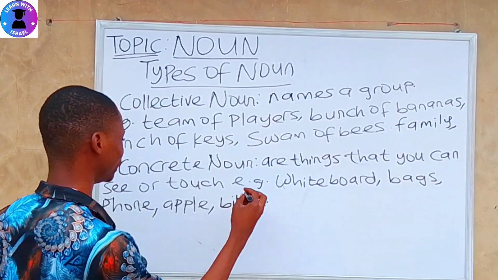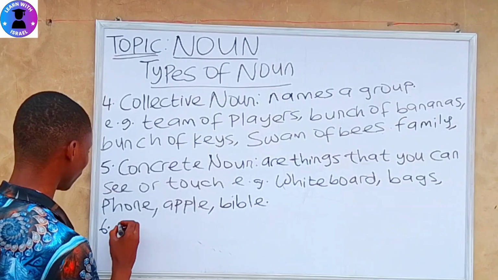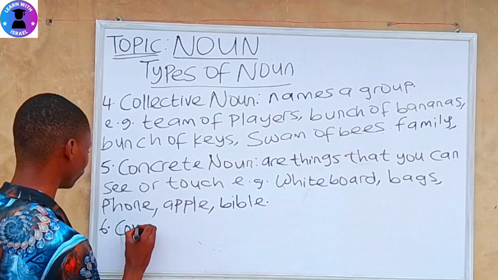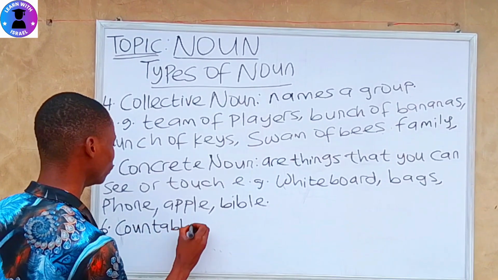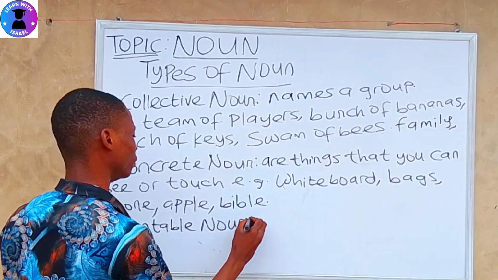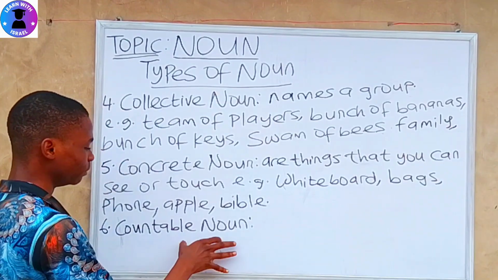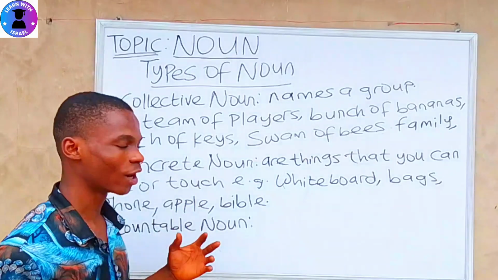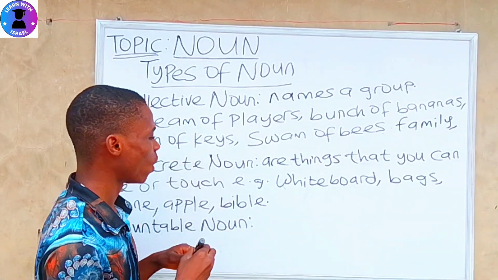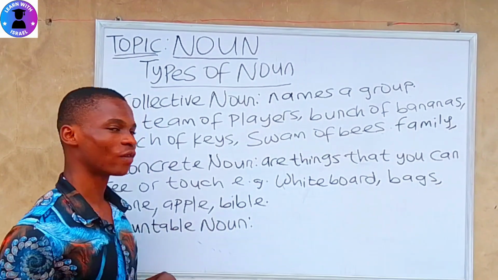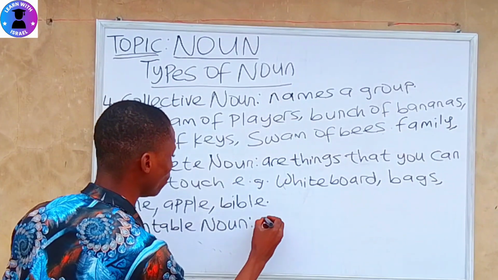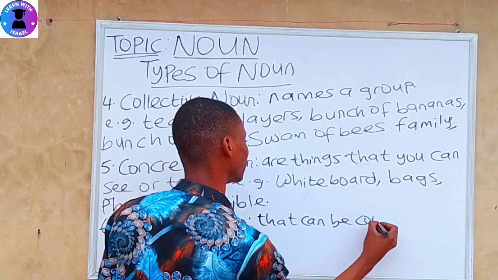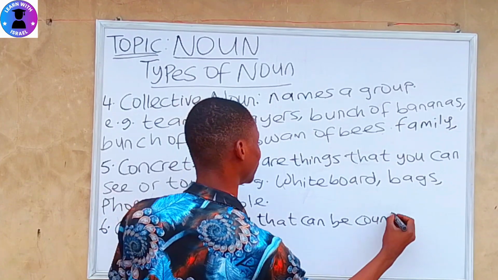So let's move to the sixth one, which is countable noun. Countable noun. I know with this word you should be able to know the meaning of countable noun. And we also have uncountable noun. Countable noun and uncountable noun. What's the meaning of countable noun? Countable nouns are nouns that can be counted.